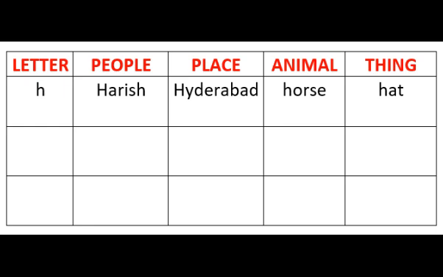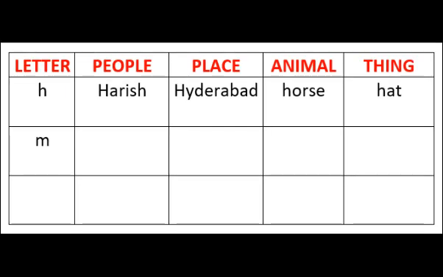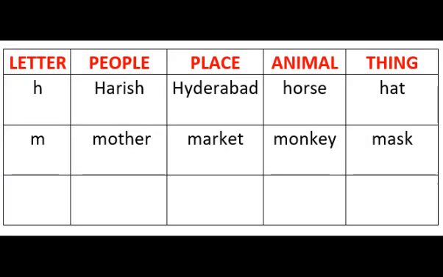The next letter is M. You have to write people, place, animal, and thing starting with the letter M. Example, under people, mother, place, market, animal, monkey, thing, mask. Did you enjoy the game, children?